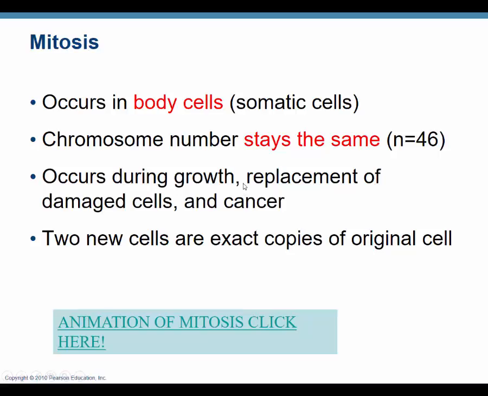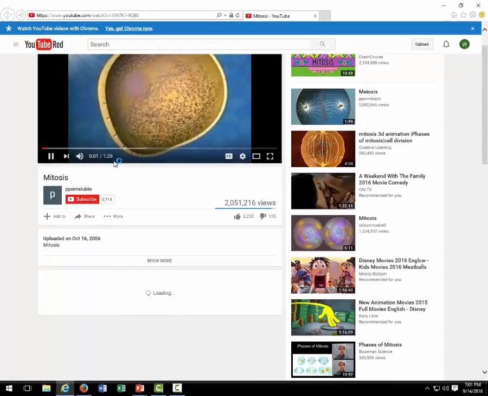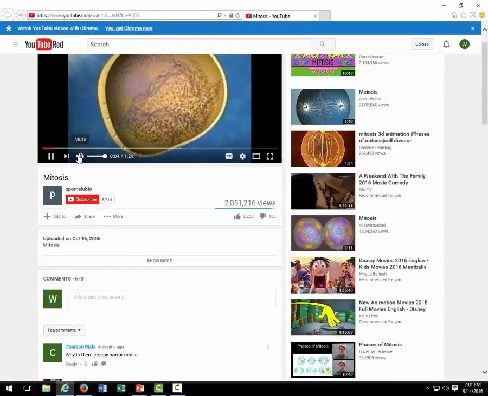So again, when we look at mitosis, it's just making a copy machine. The cell that we're copying is the same. Mitosis begins as the long threads of DNA in the nucleus start to coil.